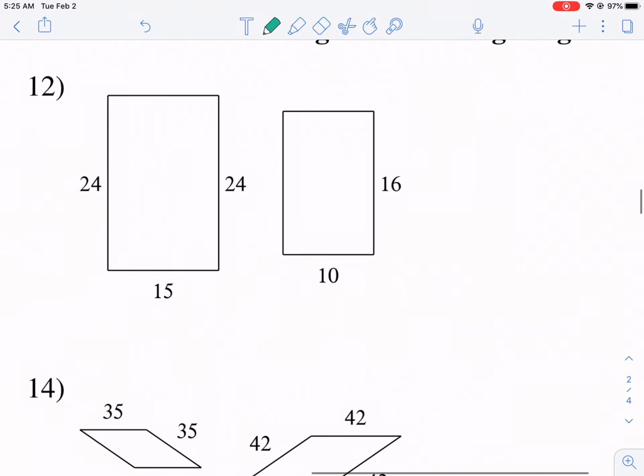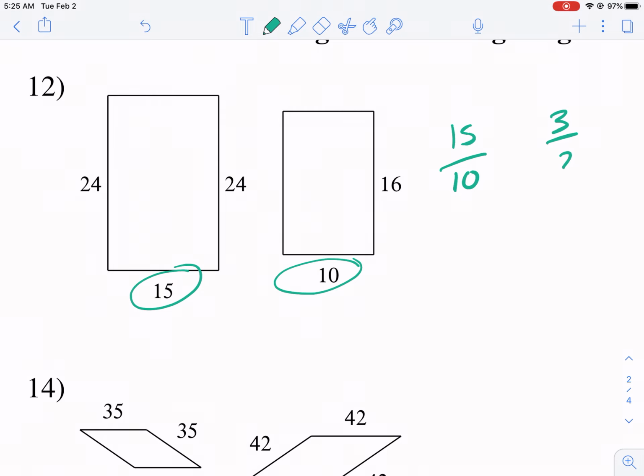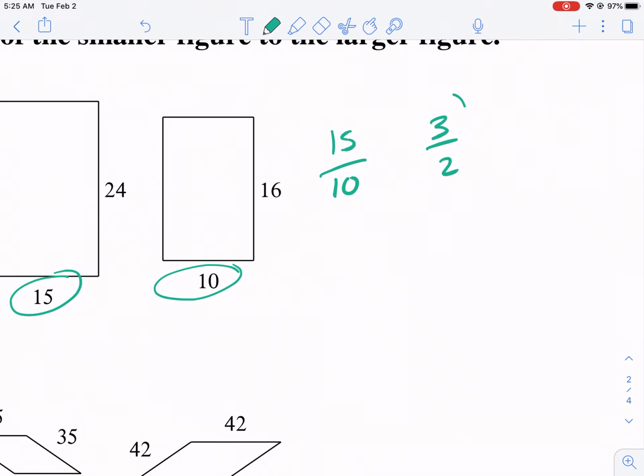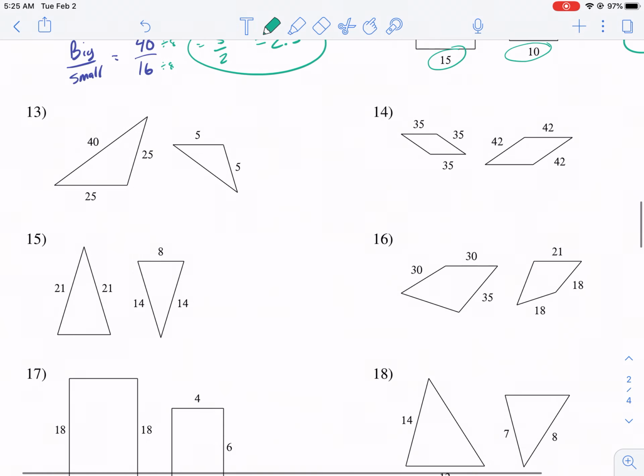So this one, we're going to compare the smallest side to the smallest side, or the biggest side to the biggest side. You should get the same thing if they are similar. So we're just going to do 15 over 10. That one's a little bit easier. Divided by 5 to both, we get 3 over 2. So 3 over 2 would be our scale factor, or 1.5. Both of those are okay. And that's all there is to it.